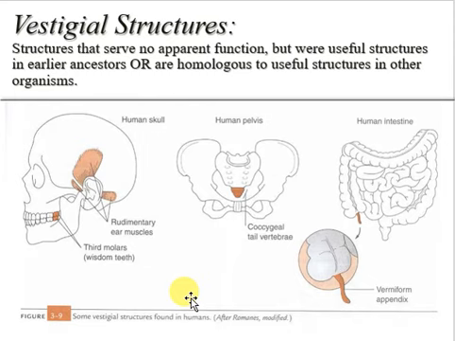So sometimes organisms have structures that seem to serve no apparent function whatsoever, but they are homologous to useful structures in other organisms. These reduced or non-functional structures that some people like to call evolutionary leftovers are known as vestigial structures. And I like to think of vestigial structures more as evolutionary footprints because they're remnants of a distant ancestor. And they provide evidence for evolution because they show structural change over time as well as common descent.